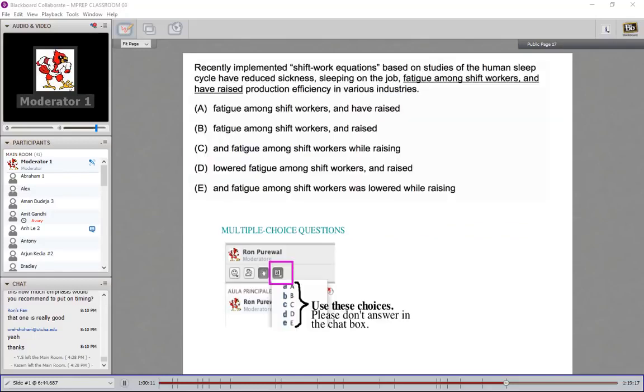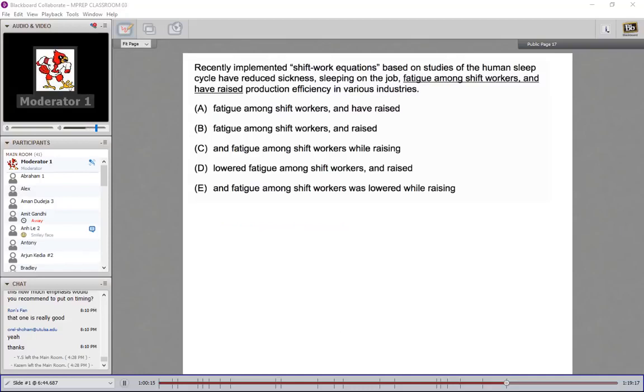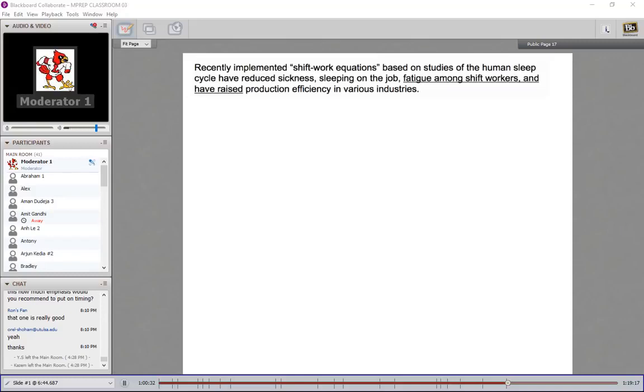Okay, back to the problem. Let's cover the choices up. There are about ten or twelve of you who haven't picked choices yet, so you should do that. Let's talk about this before, let's cover the choices.